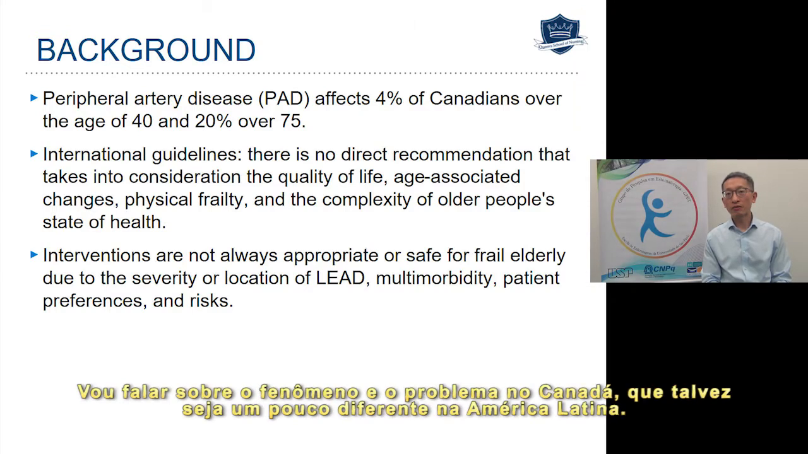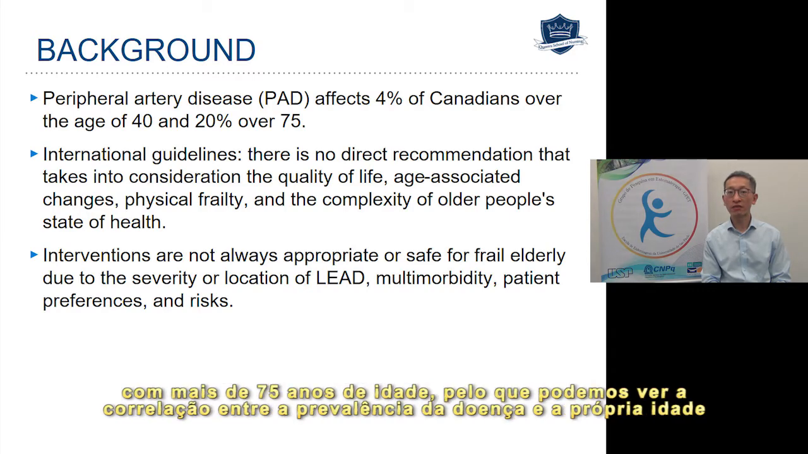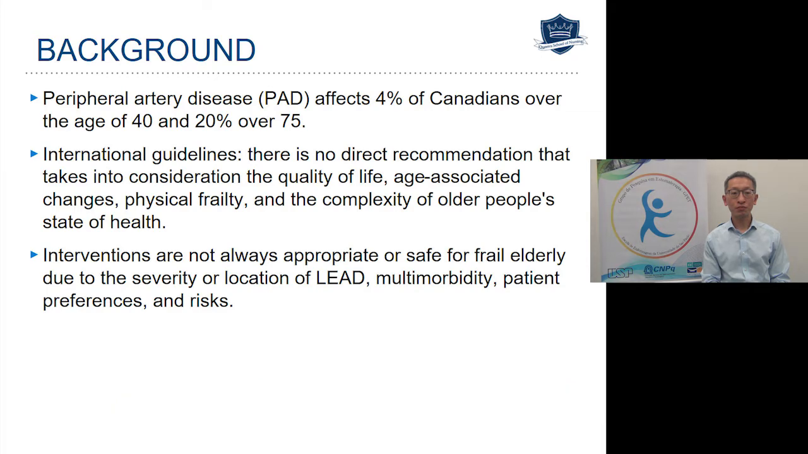I can speak about the phenomenon and the problem in Canada that may be slightly different in Latin America. Peripheral artery disease affects about 4% of all Canadians over the age of 40 and up to 20% of individuals who are over 75 years of age. So you can see the correlation between the prevalence of the disease and age itself.